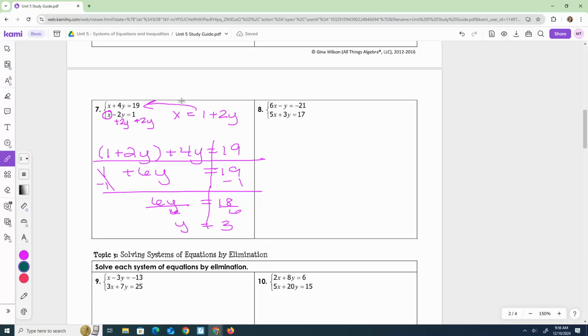You put the 3 back in. So I could go right here, I said x is 1 plus 2 times y, but y is 3. X is 1 plus 6, which is 7. Then your answer, x comma y, is 7 comma 3.